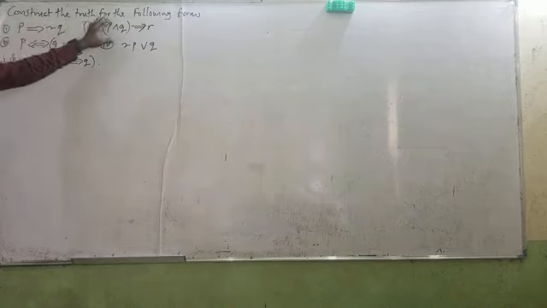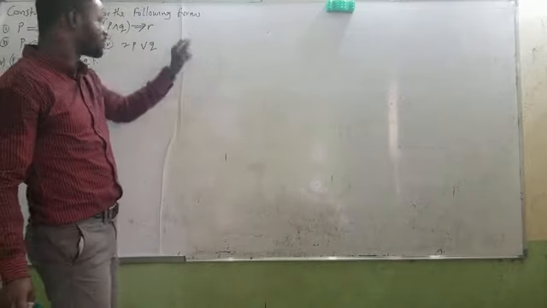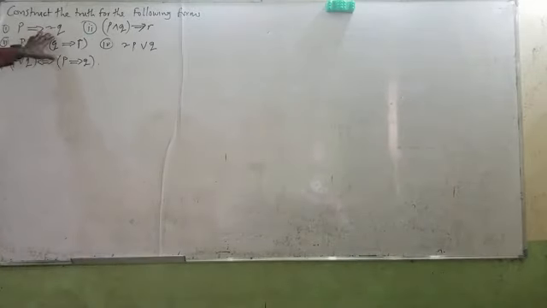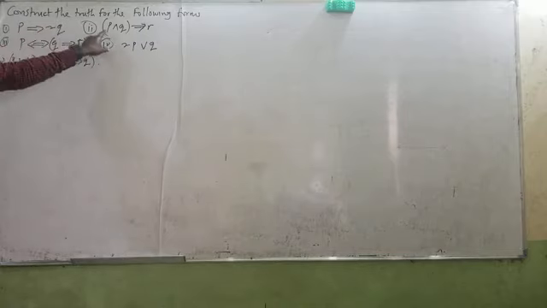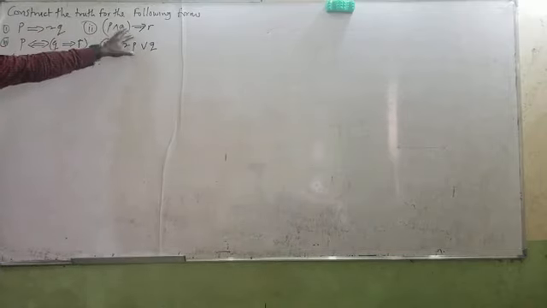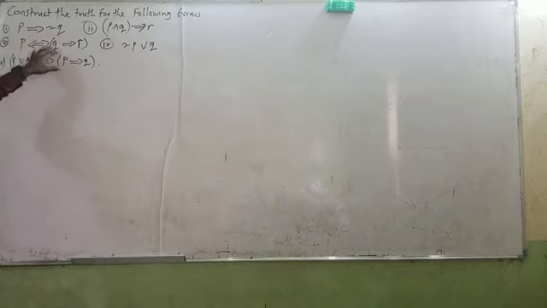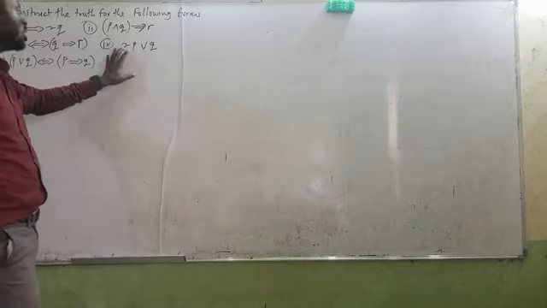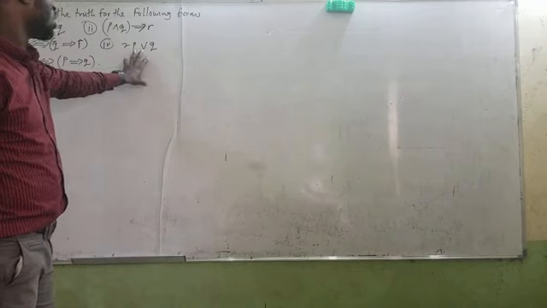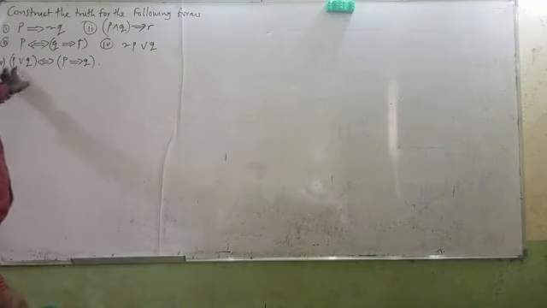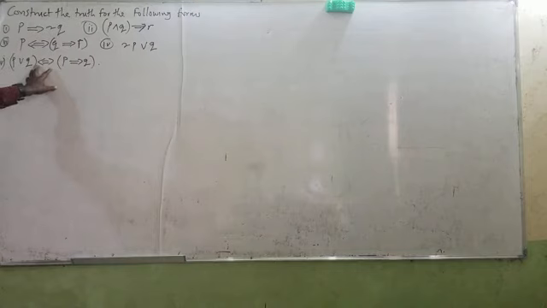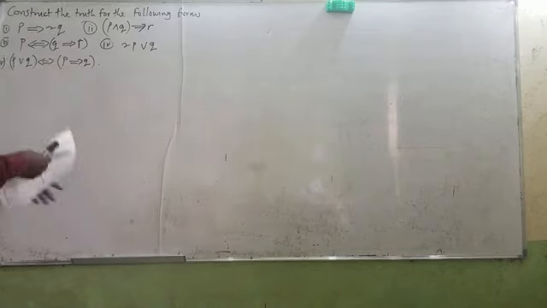Construct the truth table for the following forms. Number 1, P implies negation of Q. Number 2, P and Q implies R. And 3, P biconditional of P implies R, and not P or Q, P or Q, bracket of implies, biconditional, P implies Q. Solution to this problem.